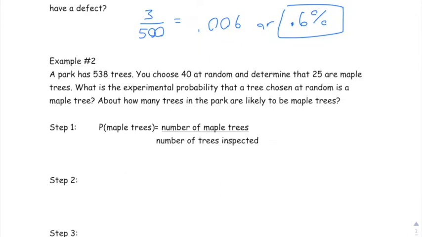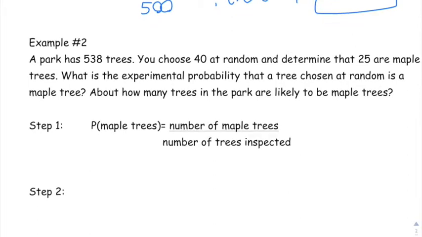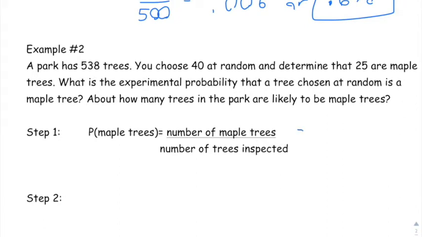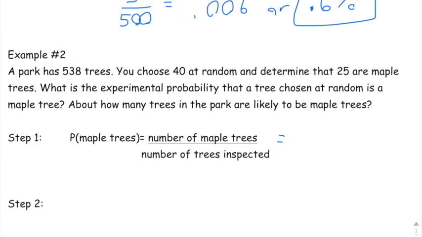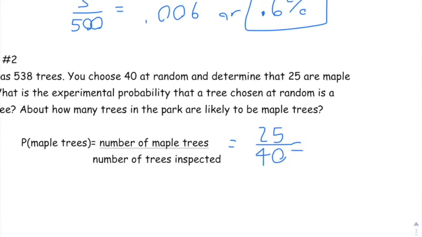Essentially, we need to figure out the probability that there's a maple tree. You're going to do the number of maple trees over the number of trees inspected. We only checked 40 of them. We're not going to check all 538 because that'd take too long. If we check a handful, we can make a pretty good prediction of how many trees are truly maple trees. So the ratio is 25 out of 40. Simplified to a decimal, that's 0.625.